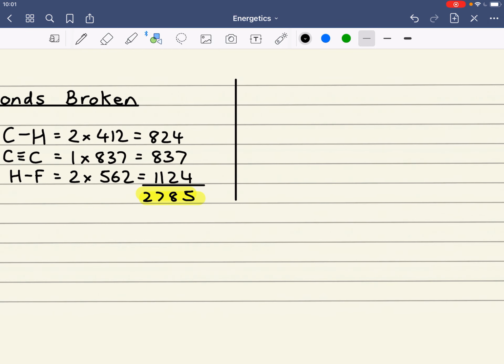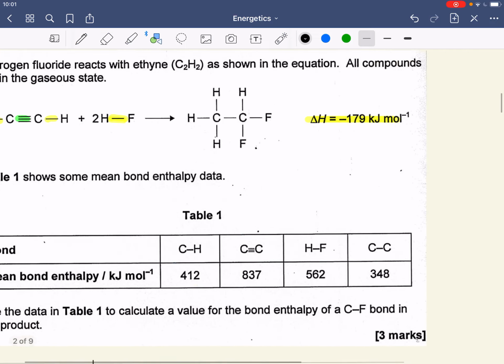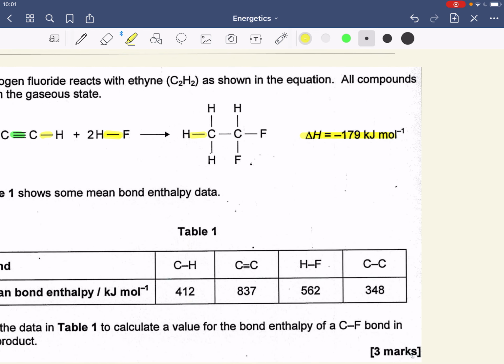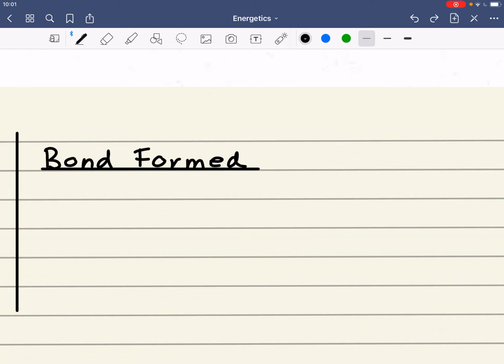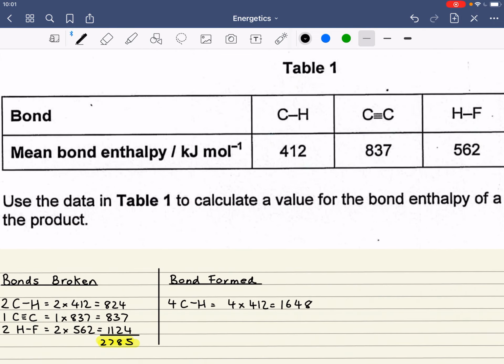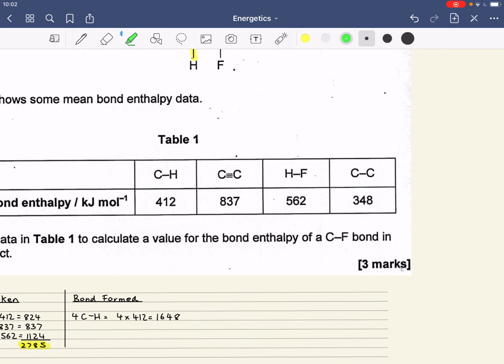We then need to take a look at the bonds formed, the sum of the mean bond enthalpy of the bonds formed. And we can see that we've got 1, 2, 3, 4 CH bonds. So I've got 4 CHs, which is 4 times 412, which is equal to 1648. And I've also got this carbon-carbon bond here, which is 348.